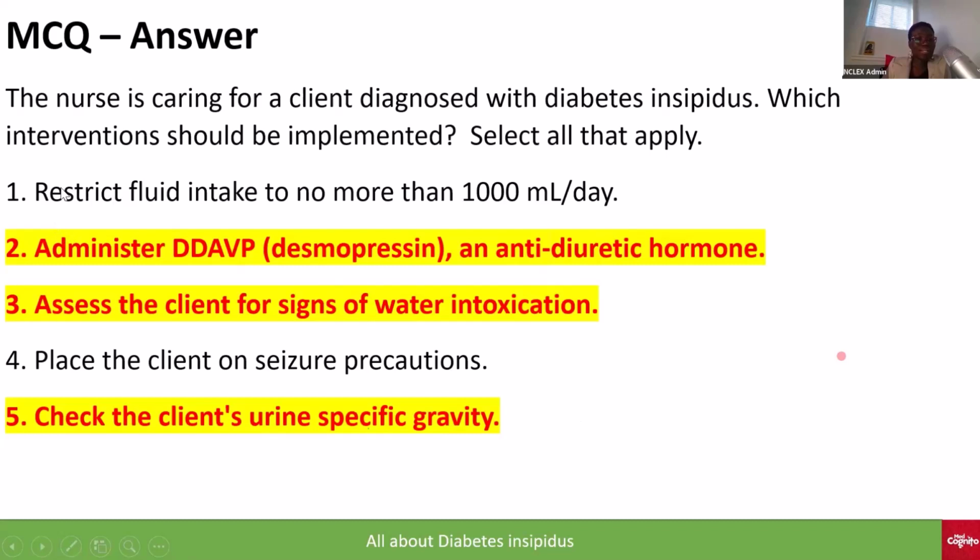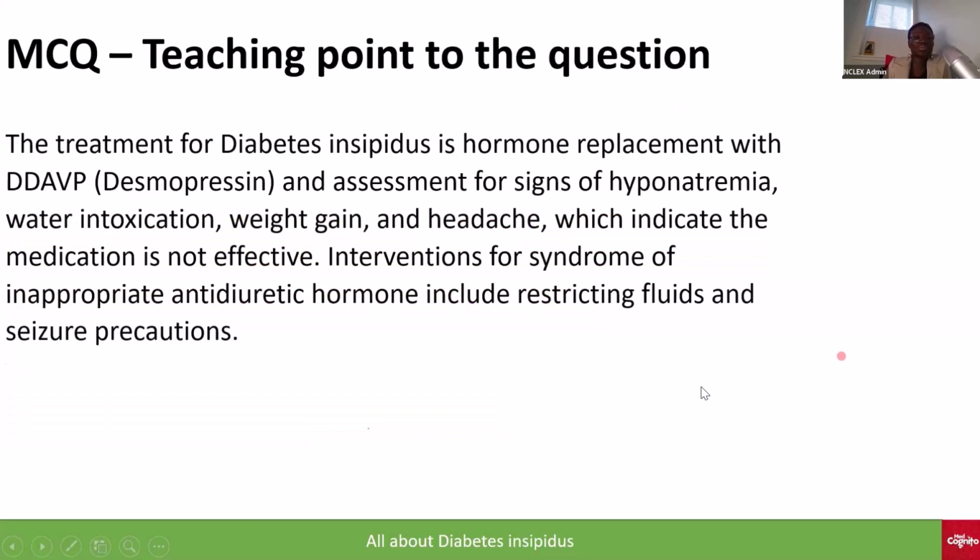Number 1, restrict fluid intake. No, the client is losing a lot, the client is dry inside, and so the client is supposed to take more water. So let's read the teaching point. Blessing, you can read the teaching point.